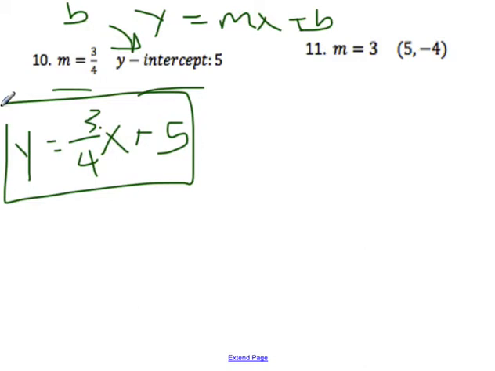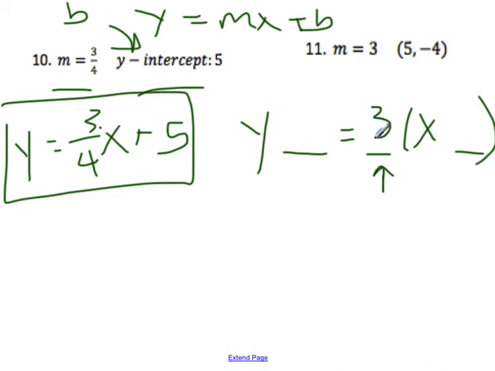Now let's take a look at number 11. We're going to start by putting this in point-slope form. Now remember, whenever you have a point and you have a slope, you need to put it in point-slope form. So right here is the slope, which is 3. In this spot right here, you're going to do the opposite of the y-coordinate. Since it's a negative 4, we're going to put a positive 4. Since this is the opposite, since it's a positive 5, I'm going to write it as minus 5. Notice I still put the symbols in.